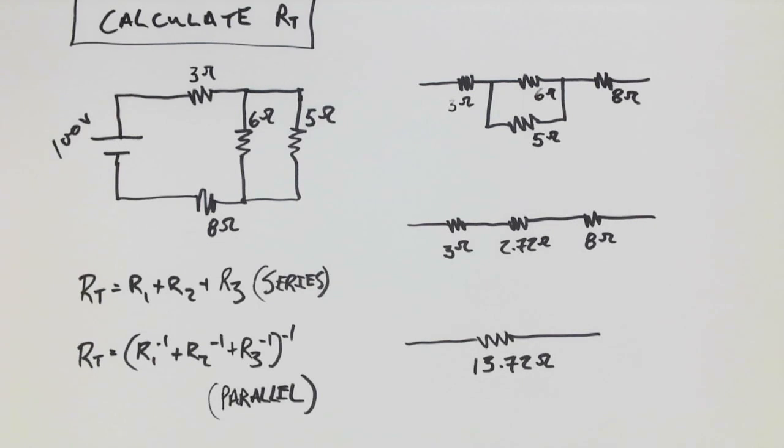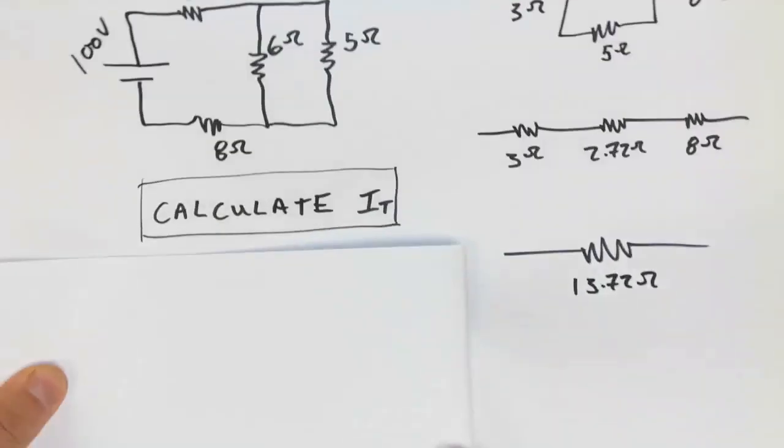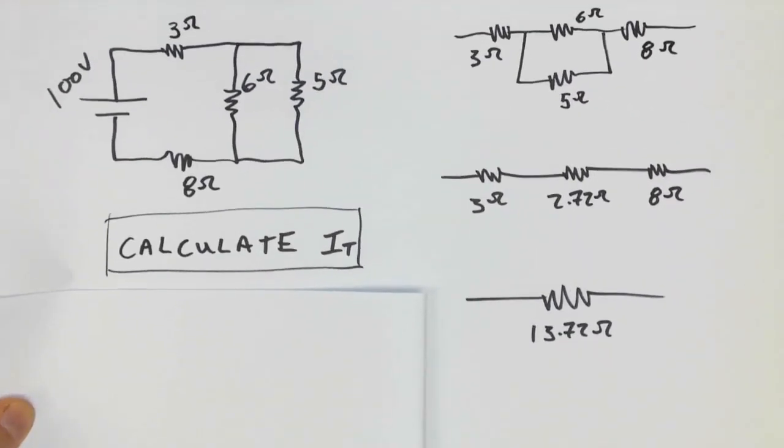Well, 13.72 ohms. So that's the first step that we need to take in order to calculate all of the voltages and currents. The second step is now going to take us into calculating the total current and the voltages. So let's head off to that. So the first step we want to do is calculate I total.